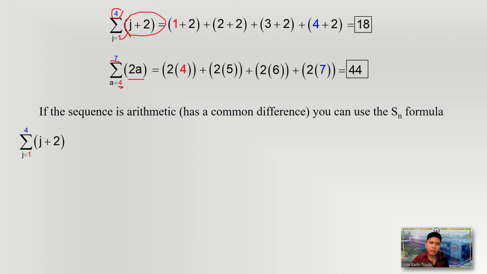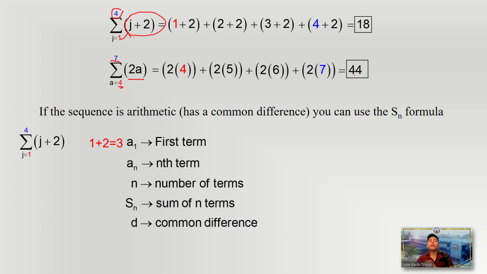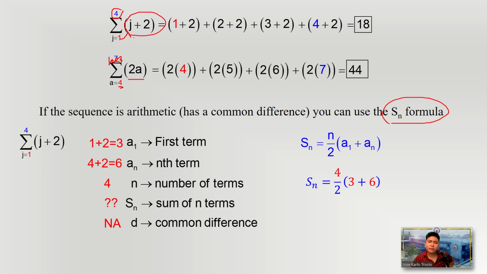In the sequence, if the sequence is arithmetic, you can use the S sub n formula. Yeah, if it is arithmetic. Hold on here, okay, to make it quick, because sometimes, how about if it is up to 1000, 4 up to 1000, so that is going to be a long thing. So we can use the S sub n formula. What is the S sub n formula again? S sub n equals n over 2 times a sub 1 plus a sub n.